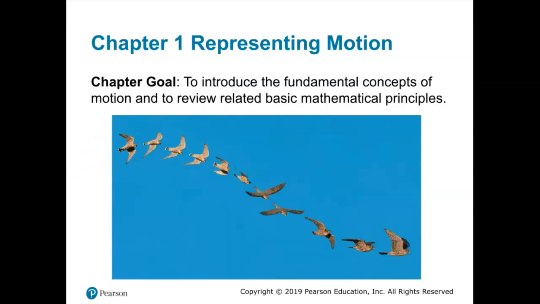So we are discussing in Chapter 1, Unit 1, motion. We're going to represent motion different ways, and we're going to start doing that here. There's an image here of a bird flying through the air, like a stop motion picture, so every second that goes by you see where the bird has moved, and we're going to represent how that motion occurs.